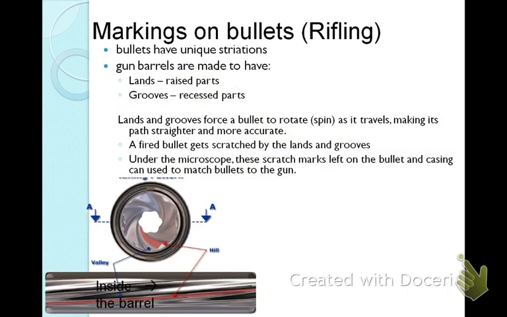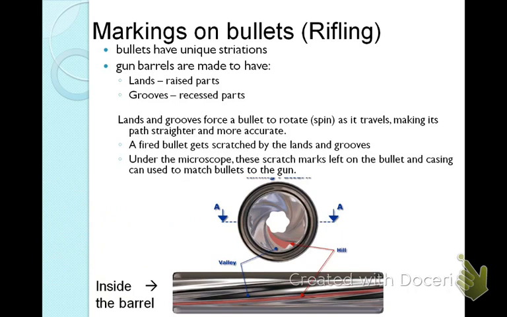So what you see here is a cross-sectional view, as if you were looking down the barrel of a gun, and you see the spiral lands and grooves. Here's a longitudinal section. If you follow one groove here in red, and another groove here, another groove here, you see that spiraling, spinning pattern.